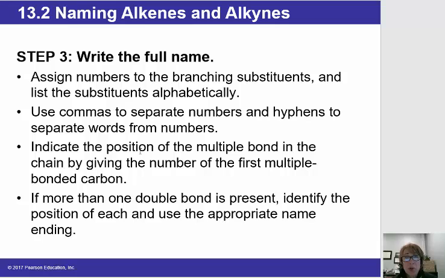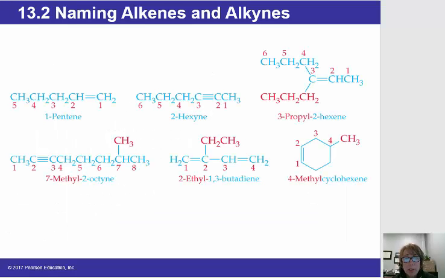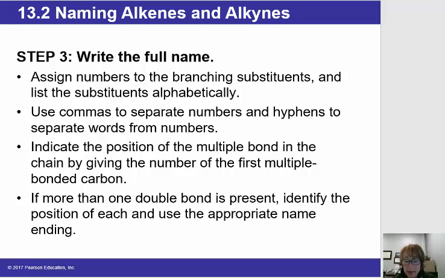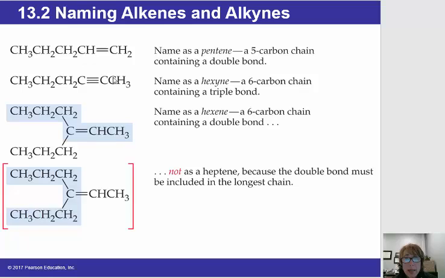So then we're going to figure out what the whole name is. We assign numbers to the branching substituents. We arrange any substituents alphabetically, use commas to separate numbers, hyphens to separate words from numbers, and indicate the position of the multiple bond by giving it the smallest possible number. So what I want you to do right now is go ahead and name these 2 alkynes and this 1 alkene on the slide, and then when you're done we'll go over those names.